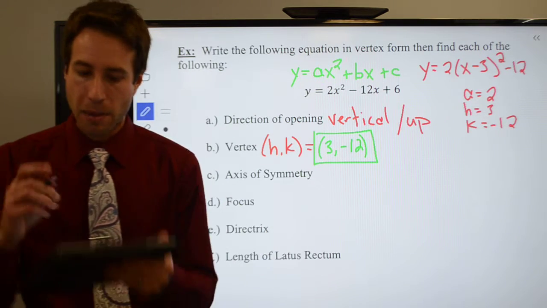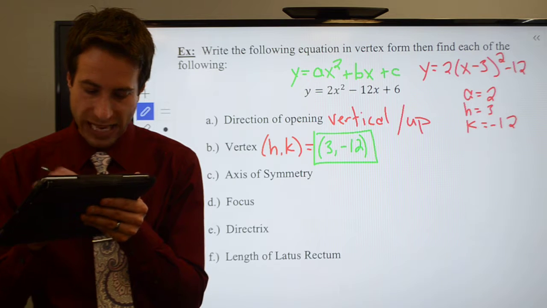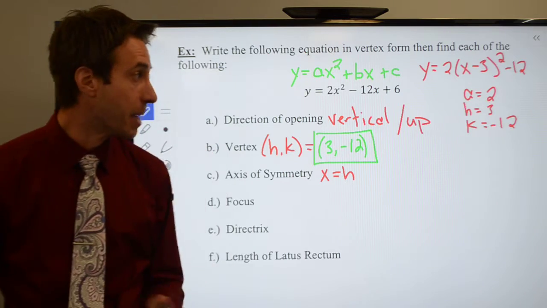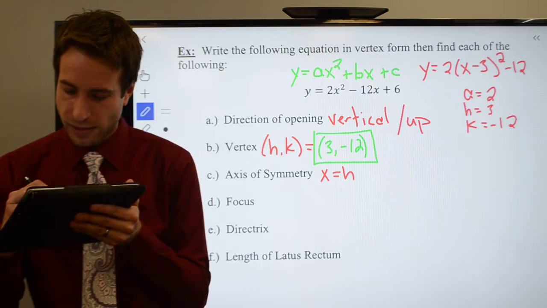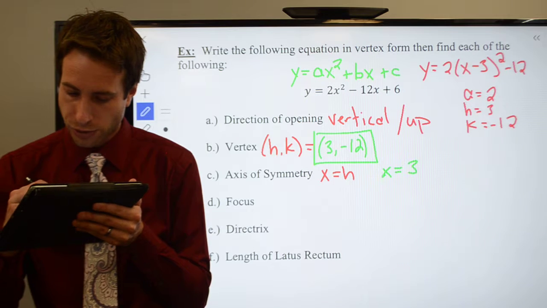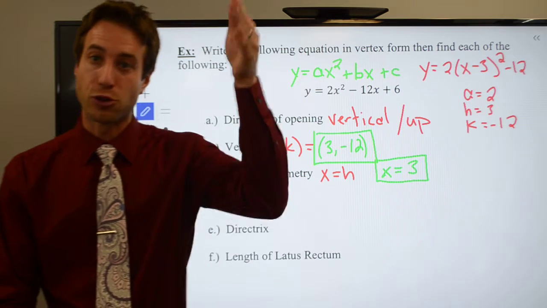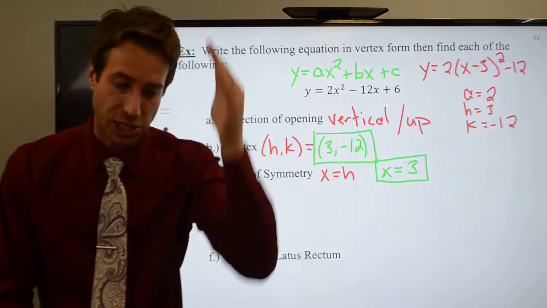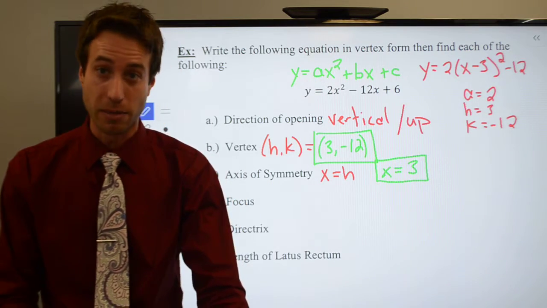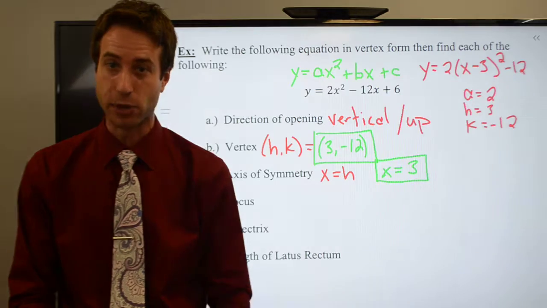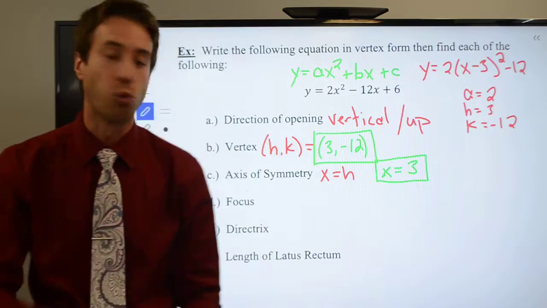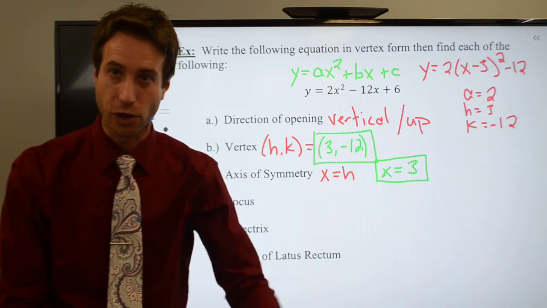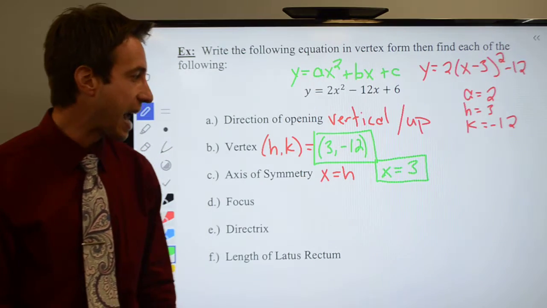The axis of symmetry. My formula sheet tells me that the axis of symmetry is at X equals H. H is 3, so my axis of symmetry is X equals 3. The axis of symmetry is a dotted line that runs vertically through X equals 3. Remember, the axis of symmetry splits the parabola right down the middle. That's why it's called an axis of symmetry. The parabola is symmetrical around this vertical line. Go over to X equals 3, draw your dotted vertical line, and your parabola will open around that axis of symmetry.